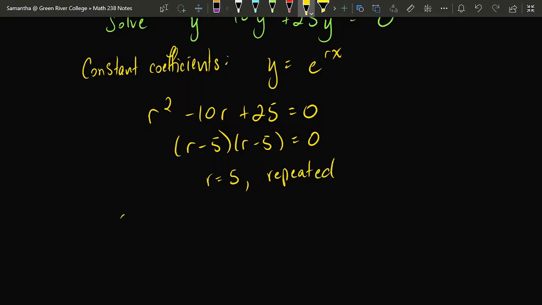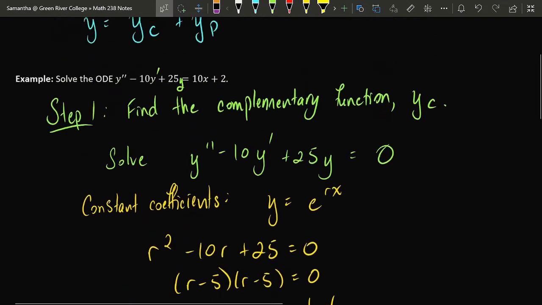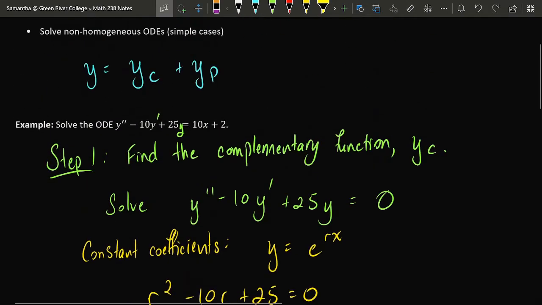So my complementary function must have the form some quantity e to the 5x plus some number times x e to the 5x. This is my complementary function. So now that I've found y sub c, my next task is to find y sub p, a particular solution to this differential equation.